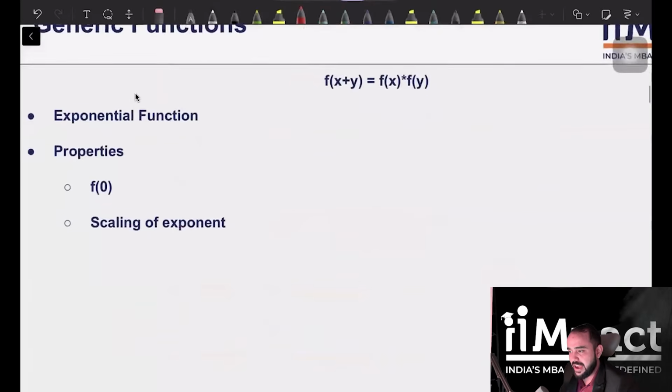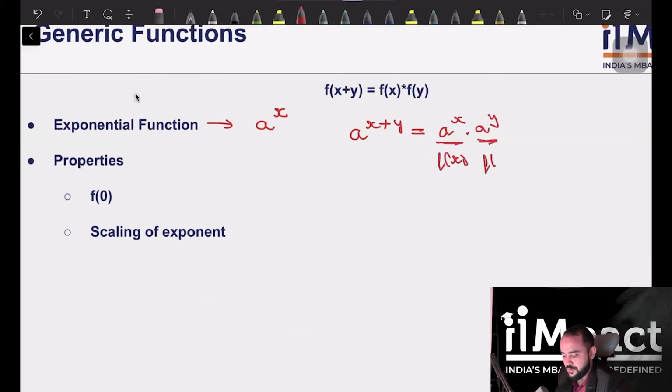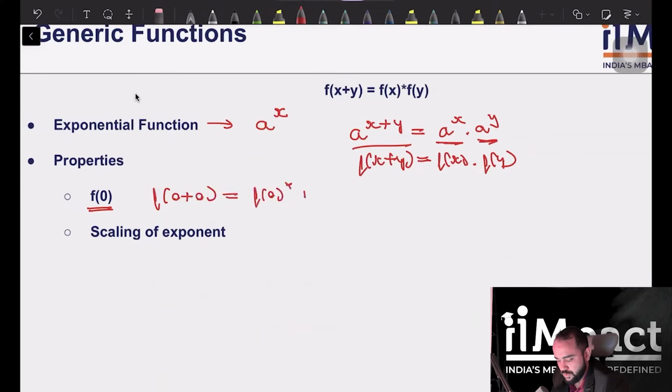The second type is f of x plus y is equal to f of x into f of y. What can I guess the f of x to be? This can be an exponential function. Because a to the power x plus y will be what? a^x into a^y. This is what f of x, this is what f of y, and this is what f of x plus y. Now what is f of 0 going to be? Just put 0. You will get f of 0 plus 0 is equal to f of 0 into f of 0, which will give you f of 0 is equal to f of 0 square.